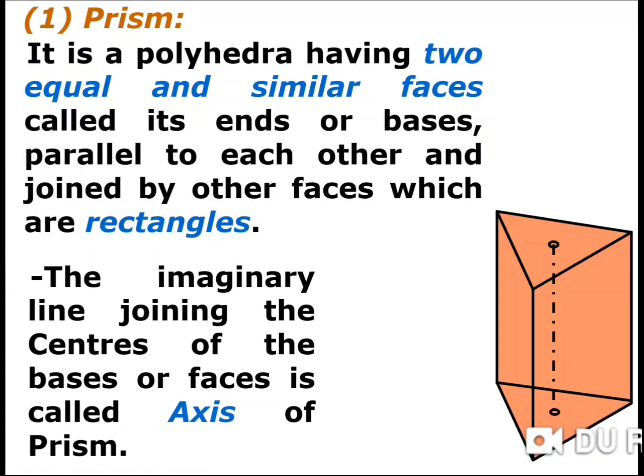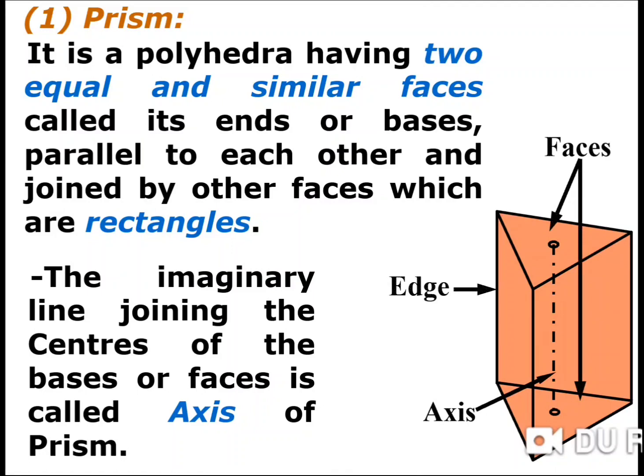The imaginary line joining the centers of the bases or faces. Here the top face and bottom face are triangles. Their centers are joined, and that imaginary line is called the axis of the prism. Top face and bottom face. Edges: two rectangles meet at one edge. They are joined at two edges.